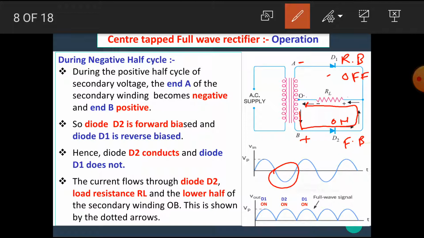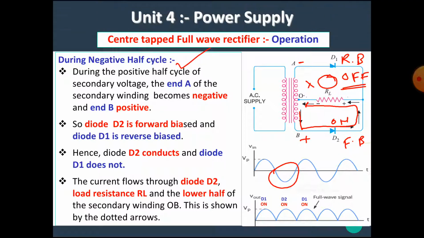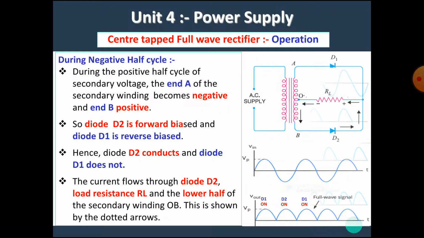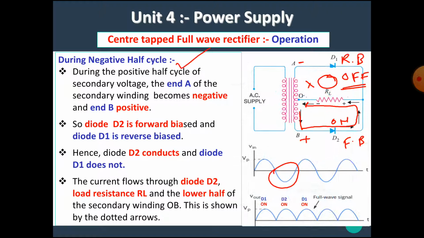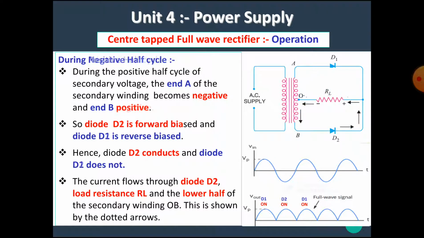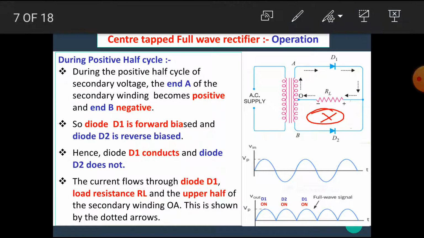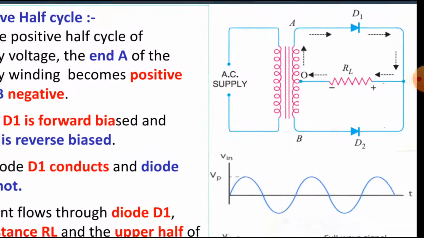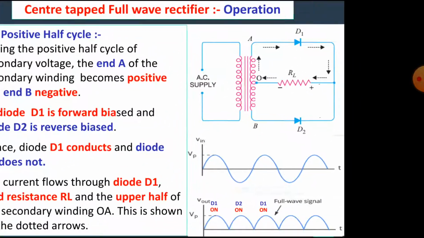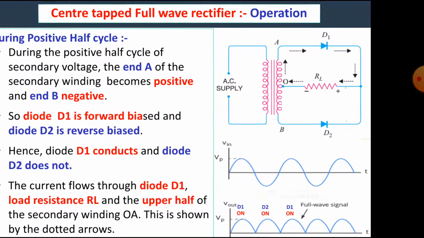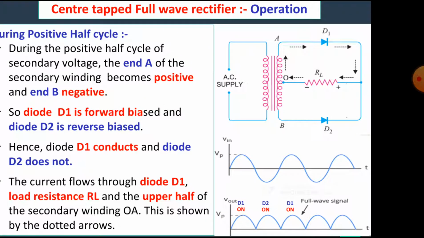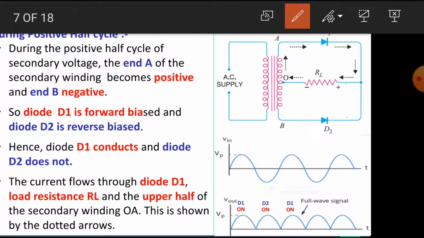This is the direction of the current while the upper half of the circuit remains off in this negative half cycle. I hope you all understand the operation of the full wave rectifier. Let's see once again. This is the diagram of the full wave rectifier.